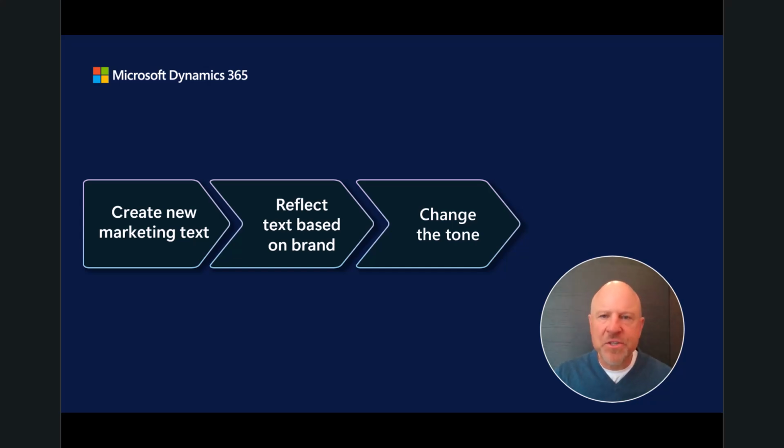So what I'm going to do is show you how to get started by creating new marketing text. And then we can change the text based on how I want to reflect my brand. I could change the tone, etc. Again, this doesn't impact the description inside of the item table. It just provides users with a way to create marketing text that they could use in other applications.